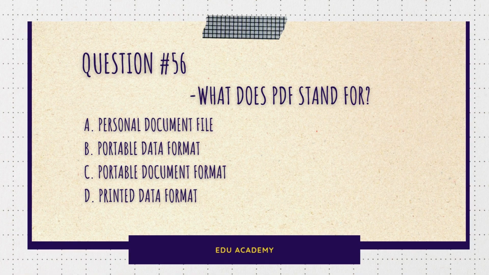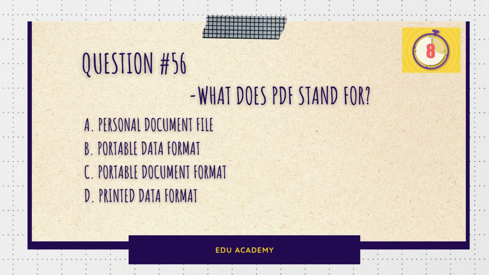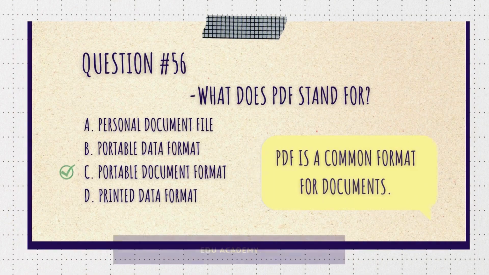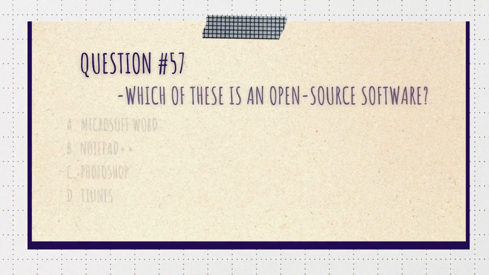Question 56. What does PDF stand for? A. Personal document file. B. Portable data format. C. Portable document format. D. Printed data format. You have 10 seconds. Time's up. Answer C. Portable document format. PDF is a universal file format used to present documents consistently across devices.